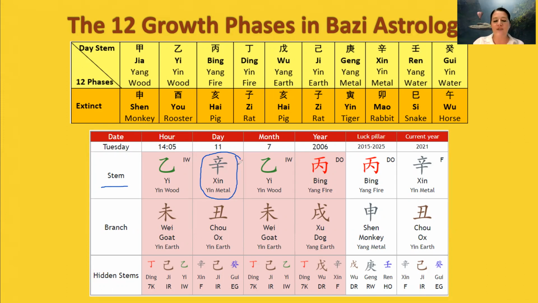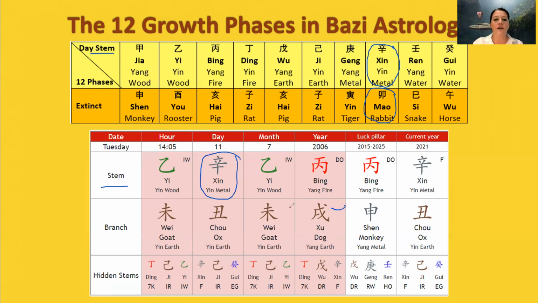And once you have identified the day stem, you then check where it is in this particular table. Now here we have sin metal up here. And for a sin metal day stem, the extinct phase is associated with the rabbit. Now, once you know that, you check whether you see the rabbit anywhere in your natal chart or in the luck pillar or in the current year pillar. So this person here has no rabbit anywhere.